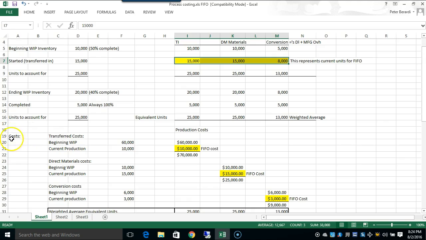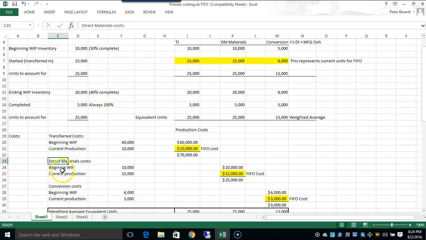In our problem, we are given costs. We are told that transferred in costs for beginning WIP is 60,000. Current production for transferred costs is 10,000. So the transferred costs go under the transferred column, and they total 70,000.